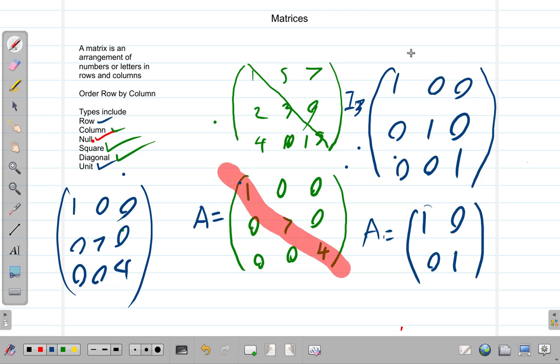Now, we'll continue later on with more matrices on how to deal with matrices in mathematics.